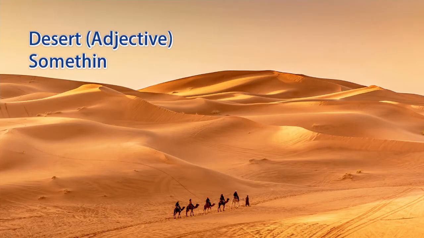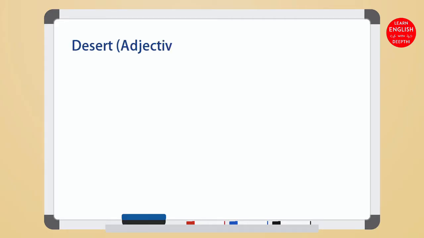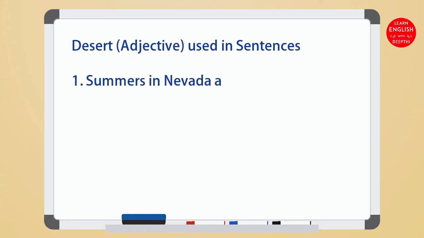So this noun form can also be used as an adjective. When used as an adjective, it means something that is like a desert or relating to a desert. Here are a few sentences where we use desert as an adjective. Summers in Nevada are very hot because of the desert climate of that state.